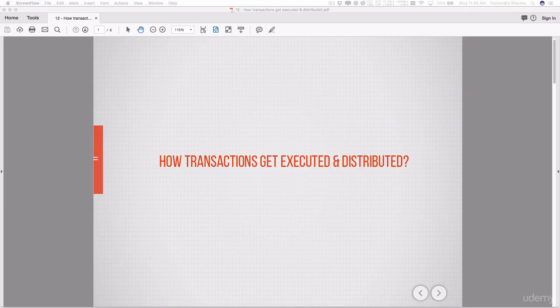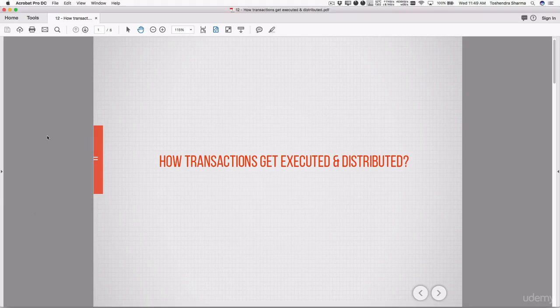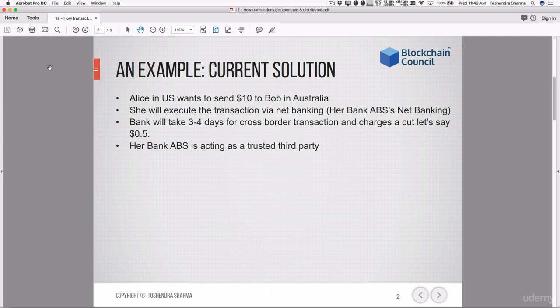Hello everyone. Let's understand how the transaction gets executed and distributed in the blockchain network. So, what is the problem that Bitcoin and other cryptocurrency has solved?